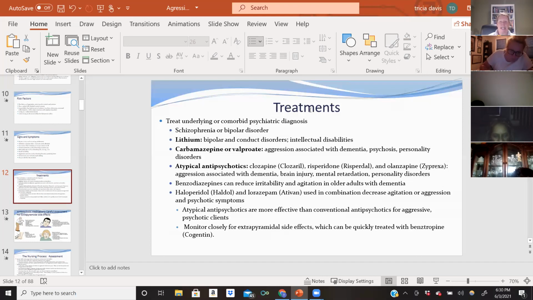And then we can use those atypical antipsychotics, so your clozapine, your risperidone, your Zyprexa. We would give these to patients that have aggression associated with dementia. You'll see that Zyprexa is like the gold standard. We give that to all of our patients with dementia that are having those aggressive outbursts. We can also give it to patients who are suffering from brain injuries, patients that have intellectual disabilities, and then those personality disorders.